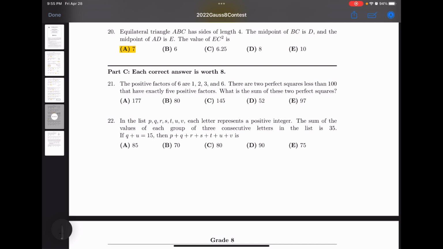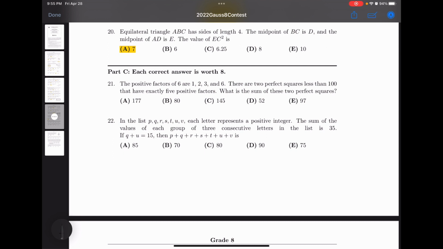Go over Part C of the 2022 Gauss contest, grade 8. Let's begin with question 21. The positive factors of 6 are 1, 2, 3, and 6. There are two perfect squares less than 100 that have exactly 5 positive factors. What is the sum of these two perfect squares?